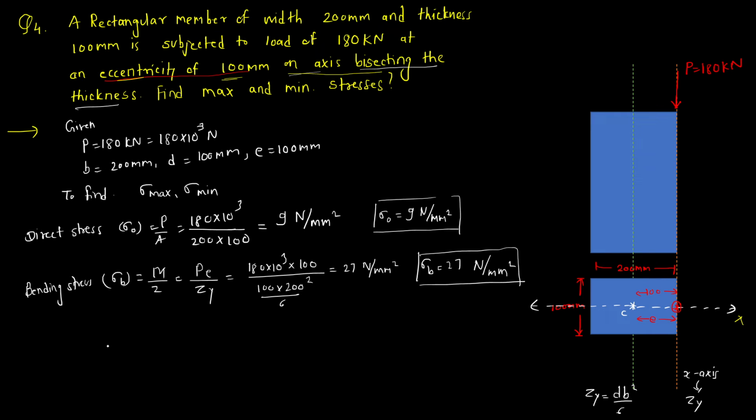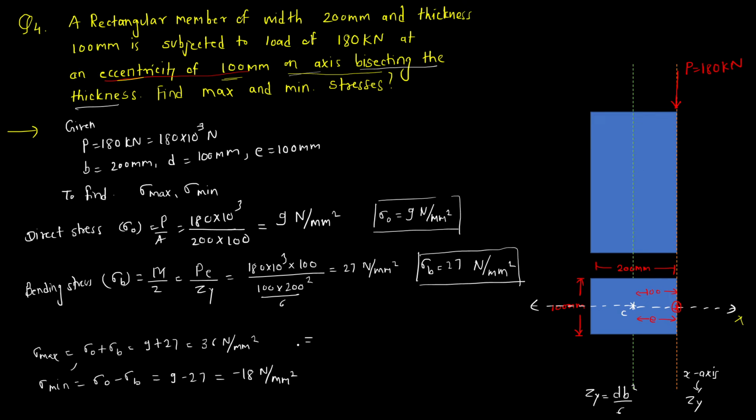So we have got direct stress and bending stress. Now it is easy to calculate sigma max. Sigma max is sigma naught plus sigma b, that is 9 plus 27, 36 Newton per mm square. Similarly, sigma minimum is equal to sigma naught minus sigma b, that is 9 minus 27. This is minus 18 Newton per mm square. So you can see there is a minus sign coming.